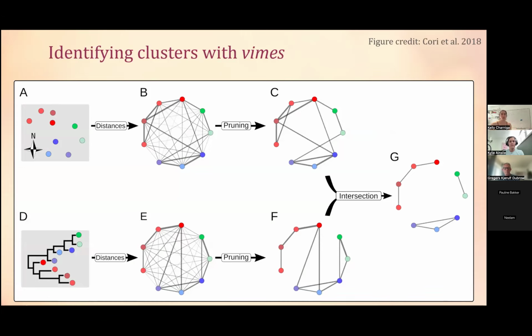Now, this is how vines works. You take your data source. In this example, you have geographical data in the top row, and on the bottom row, you have genomic data. Then you calculate your distances, and then you can connect cases together based on how far apart they are. For the pruning step, you use your prior information about how connected the cases are to remove connections that you think are unlikely. The final step is you take the intersection. You take information from both types of data, and then you get your final cluster sizes.